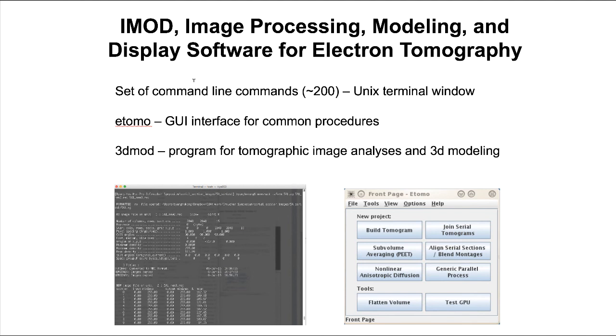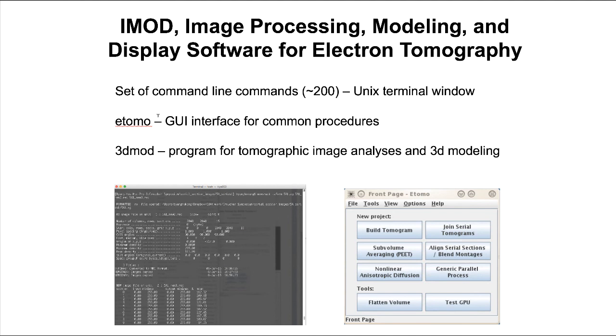But on a Macintosh computer, you should use the terminal window shown here, where you can type command line commands. For a Windows computer, you have to install a Unix emulator such as Cygwin, and once you install Cygwin, you can open a terminal window, and then you can use the IMOD software package.